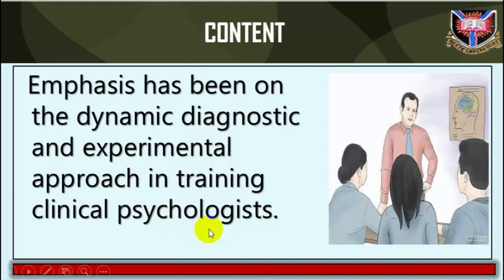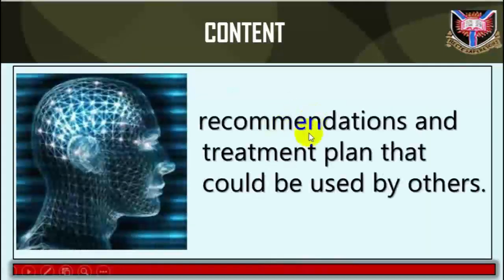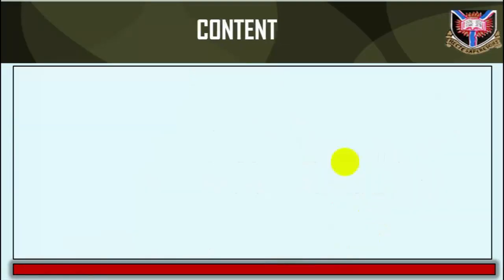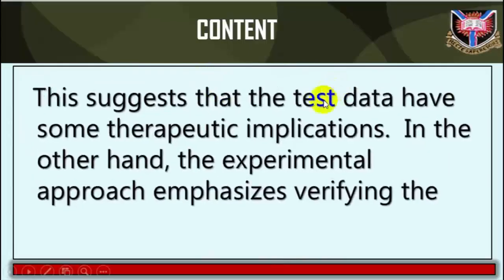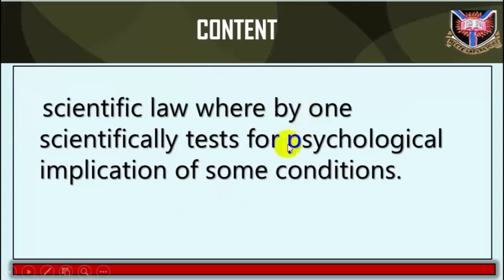In the dynamic approach, psychological test data could be used to shed light on clinical adjustment with a view towards making recommendations and treatment plans that could be used by others. This suggests that the test data have therapeutic implications. On the other hand, the experimental approach emphasizes verifying the scientific law, whereby one scientifically tests for psychological implication of some conditions.